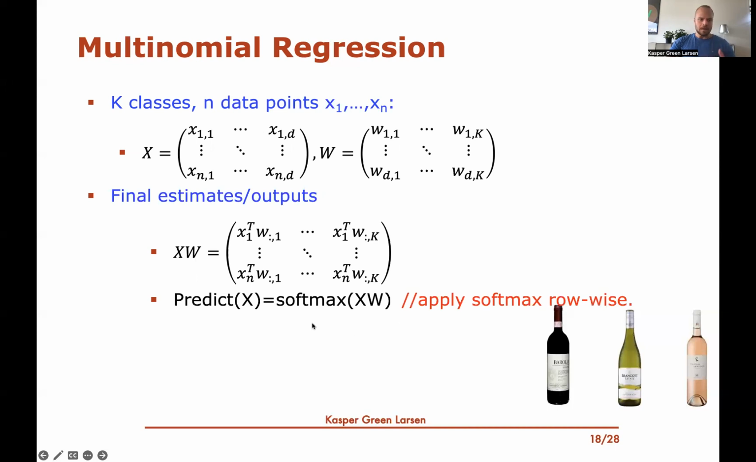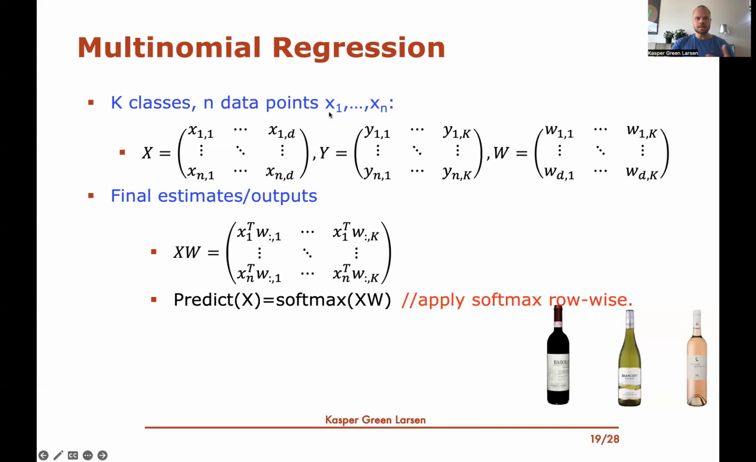So really, if I want to output all the predictions for all the elements in this whole data matrix, I just compute X times W and apply the softmax row-wise to this matrix. Now every single row is a probability distribution corresponding to that data item, that feature vector. So I can do this just by a matrix multiplication. This is the whole setup for multinomial regression.